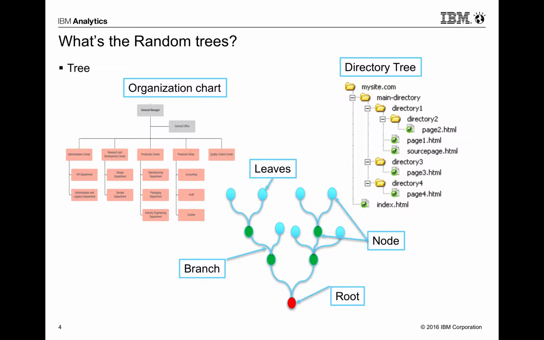So what are random trees? Before I introduce random trees, I want to introduce the tree. We all know the organization chart on the left and the directory tree on the right both have tree structures. A tree has a root, nodes, leaves, and branches. That's the common attribute of these structures. We call a structure like this a tree.